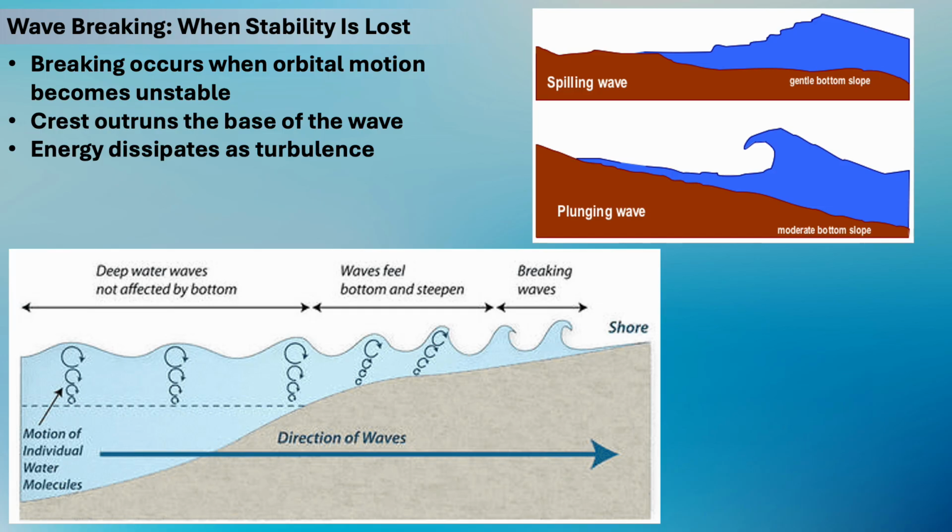Whereas plunging waves, on the other hand, form steep crests and often form tubes or barrels as they break. They often release a lot of energy and make explosive sounds. Those differences strongly influence sediment transport and coastal morphology.